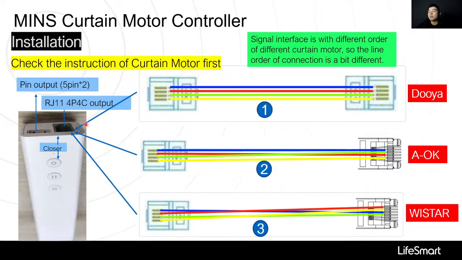And the output interface is connected with the curtain motor. Here are some examples: Duya, AOK, Wister. Different curtain motors have different line orders, so the connection is a bit different. You also need to check the instruction of the curtain motor first.